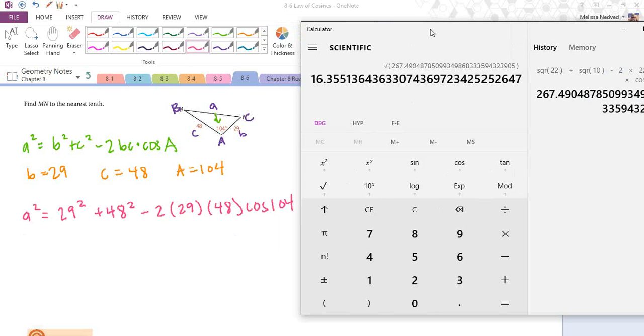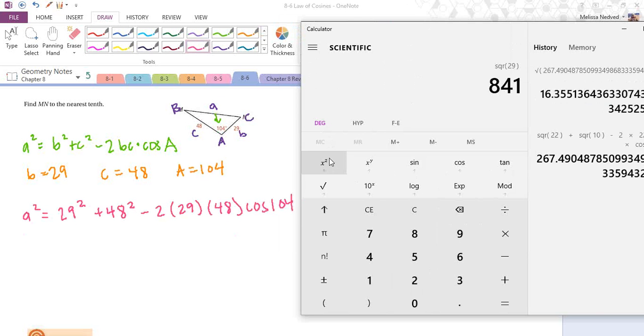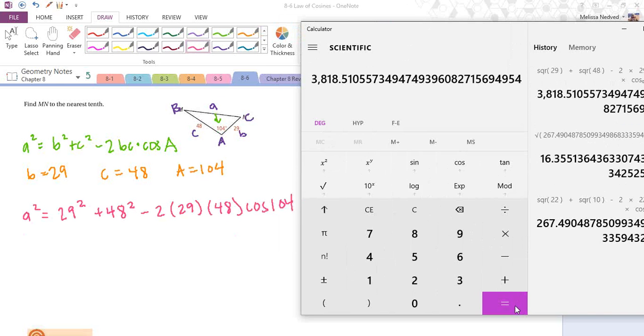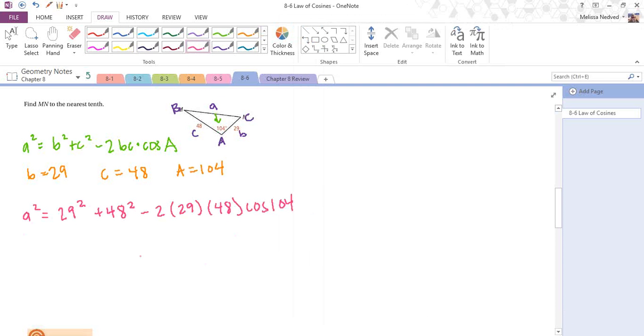So again, let's go ahead and plug this into our calculator. 29 squared plus 48 squared minus 2 times 28 times 48. Oh, 29. I made a mistake. With a mistake like that, I'm just going to have to clear the whole thing and try again. 29 squared plus 48 squared minus 2 times 29 times 48 times cosine of 104. And then don't forget to click enter. And we should get 3,818.51. Now remember, that's what a squared is equal to. And that's an approximation since we have to round.